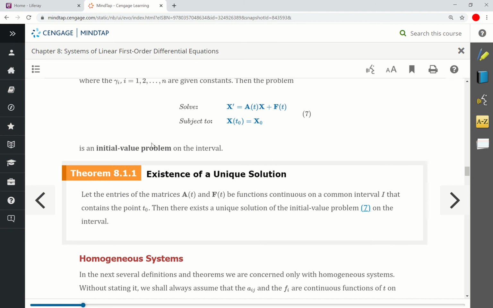So we also have initial value problems for systems. And we now come to theorem 8.11, which discusses when we can expect a system to have a solution, in particular the existence of a unique solution. Let the entries of the matrices A of t and f of t be continuous functions on some common interval I that contains the point t0. Then there exists a unique solution of the initial value problem on the interval. So as long as A and f are continuous on a common interval I, where t naught is a point in I, then the system will have a solution on that interval.